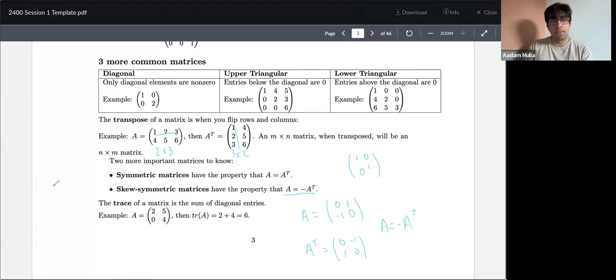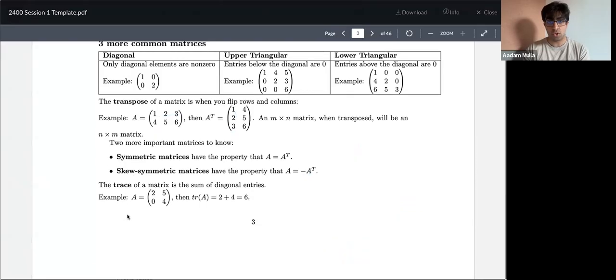Okay. They'll never really ask you in a problem, give me an example of a skew symmetric matrix, but the phrase could come up in a problem. It could be like do something with the skew symmetric matrices, so they'll assume that you know what that term means.